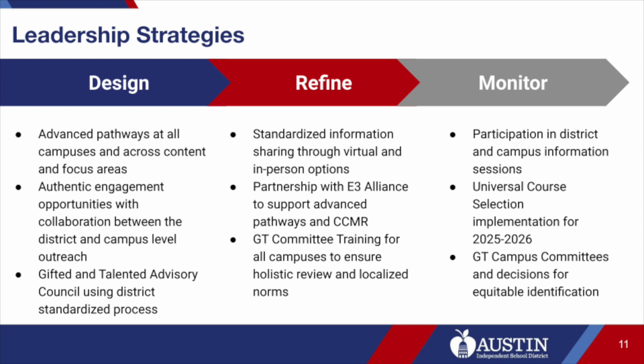First, in the first column, we have the design stage. In the design stage, as a collaboration between school leadership and academics, we are designing pathways at all campuses across content and focus areas. Based on past experience and board feedback, we are working on more authentic engagement opportunities between the district and campus. We want opportunities for two-way engagement, which must be intentionally designed.